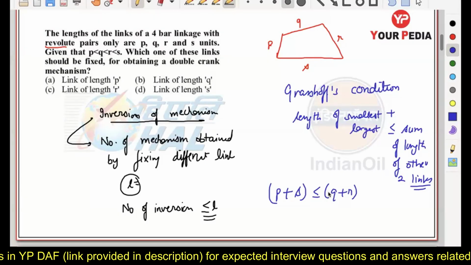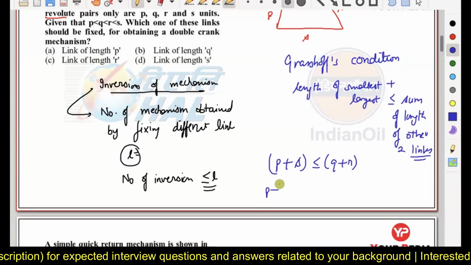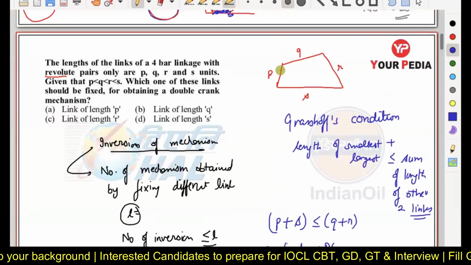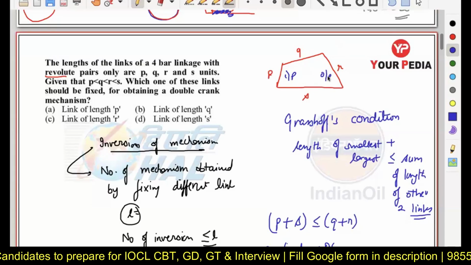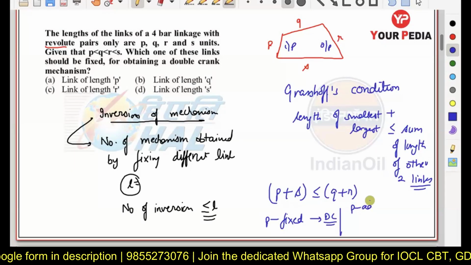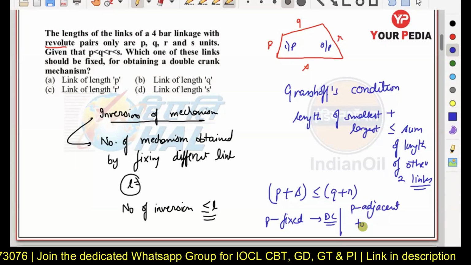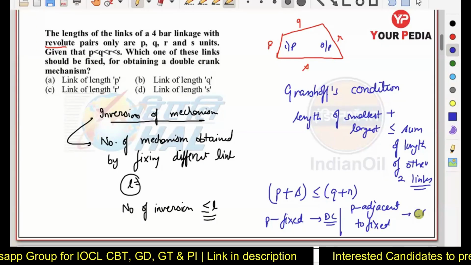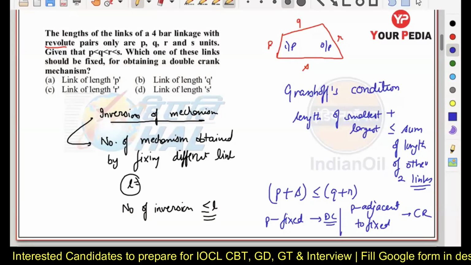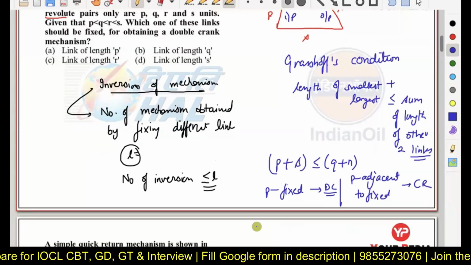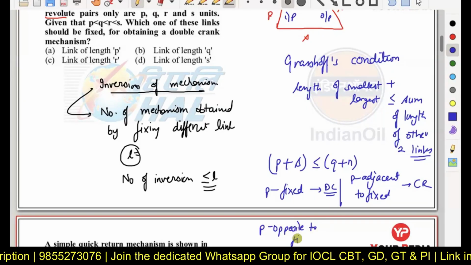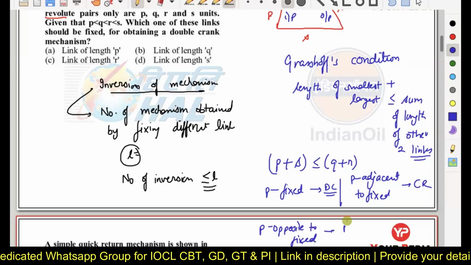is fixed, P is fixed, in that case you are going to obtain the double crank. What is the meaning of double crank? The input link and the output link both are going to have a complete rotation. In this case, if P is adjacent to the fixed link, you are going to obtain the crank rocker mechanism. Out of the input and output, one is going to oscillate and the second one is going to have a complete rotation. If P is opposite to the fixed link, in that case you are going to see a double rocker.